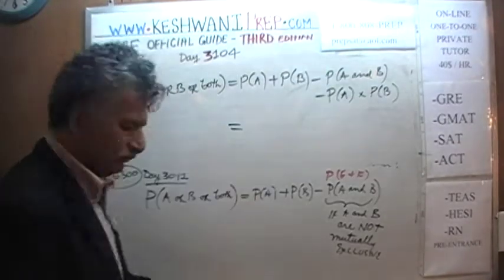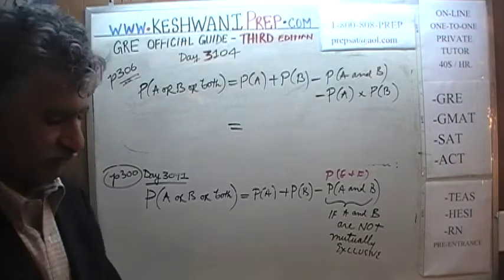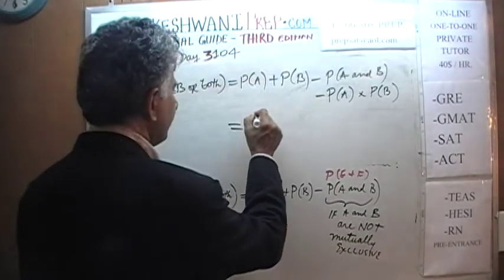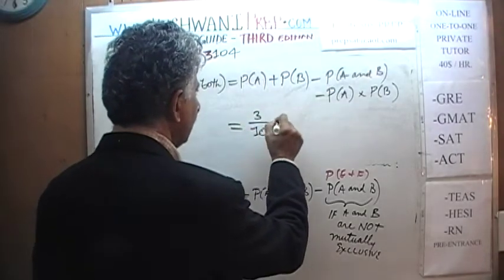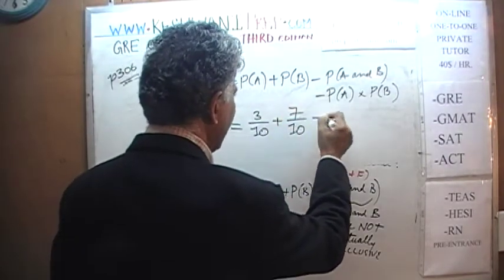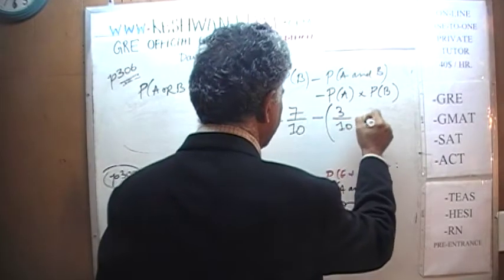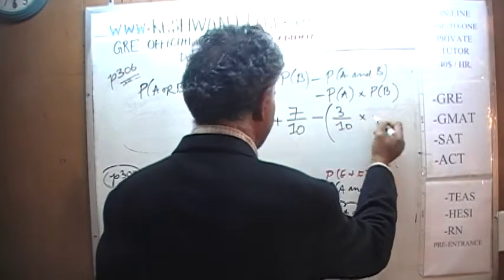We know the odds of A succeeding. We were told that there is a 30% chance that A will succeed. We were told that there was a 70% chance that B will succeed. Minus the odds that A will succeed is 3 out of 10 times the odds that B will succeed is 7 out of 10.